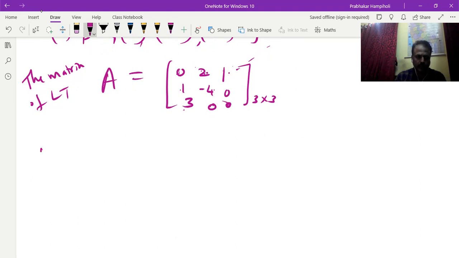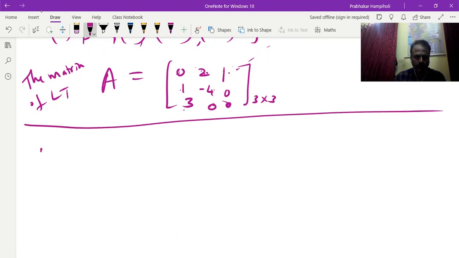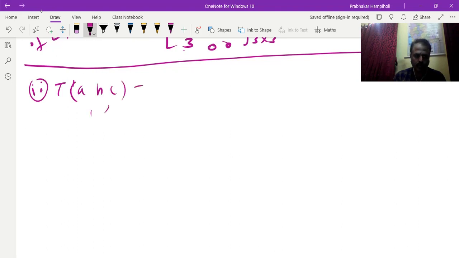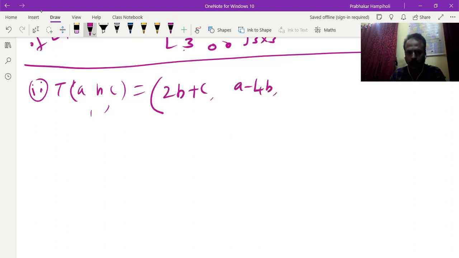For the second part, let me repeat the complete thing. So we are given T of (a, b, c), because I need to write this to understand. Let us solve the second part independently. We are given T of (a, b, c) equal to, again a 3 dimensional point, note that it is 2b plus c, nothing wrong if you repeat again, a minus 4b and 3a. Now note that the basis is given as 1 1 1, 1 1 0 and 1 0 0.